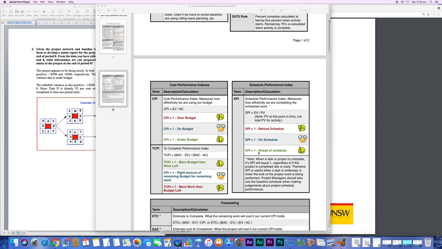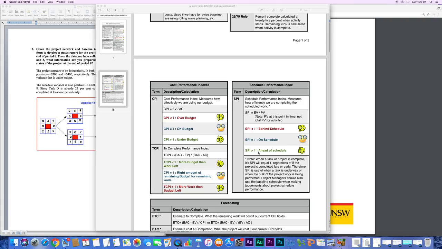This index is actually talking about efficiency. And the first one, CPI, is measuring cost efficiency. So for every dollar that we planned, how much value are we getting? If we're getting 60 cents for every dollar we're paying, we're obviously over budget. If we're getting $1.2 for every dollar we pay, we are under budget. We're doing really, really well.